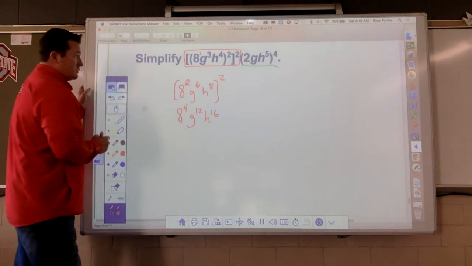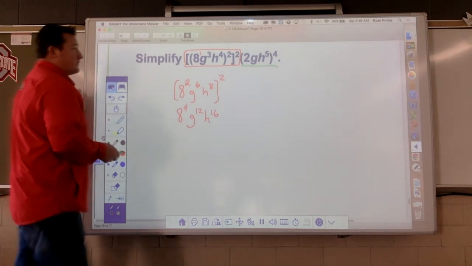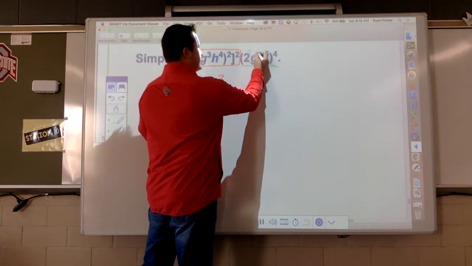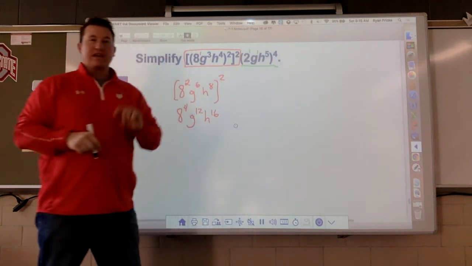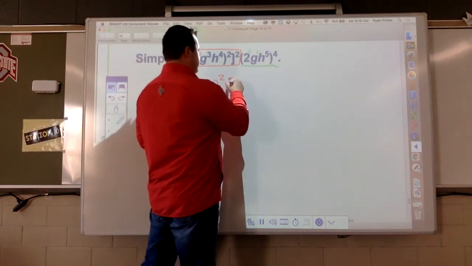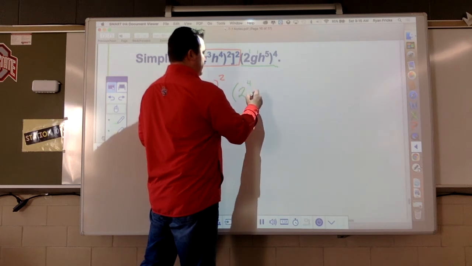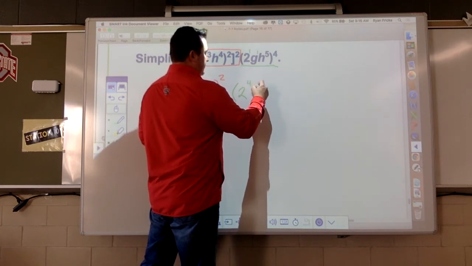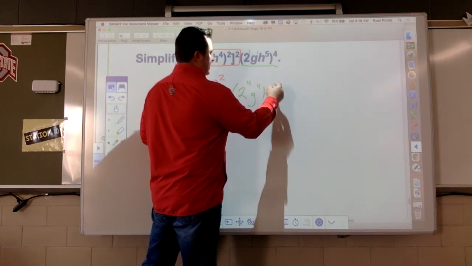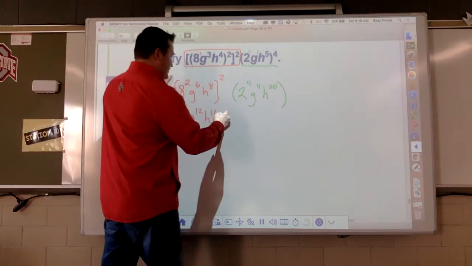Okie dokie. I suppose I could write that a different way, but it's just really mean to start off with 8. Okay, here we go. 2 is to the first, g is to the first, h is to the fifth. We're keeping all of those bases, 2, g, and h, and we're going to raise everybody to the fourth power. So this is going to be 2 to the fourth, g to the fourth, h to the 20th. Wowzers.